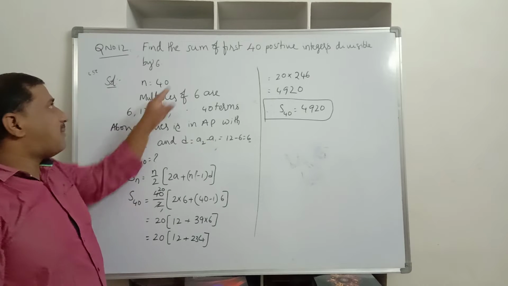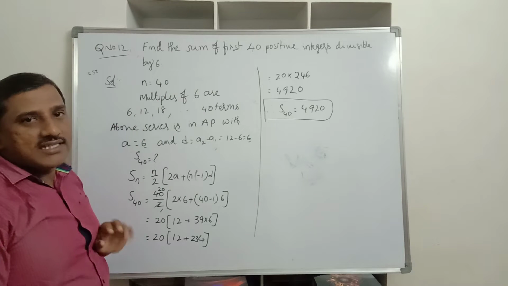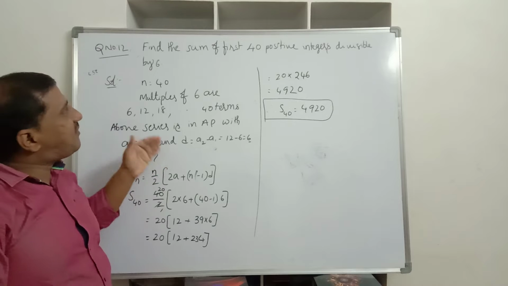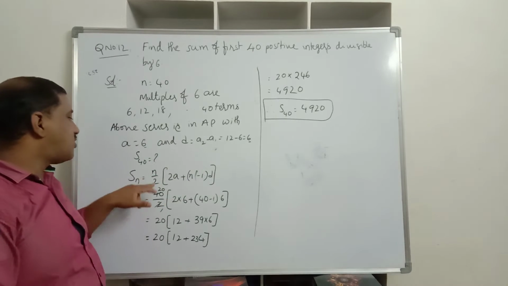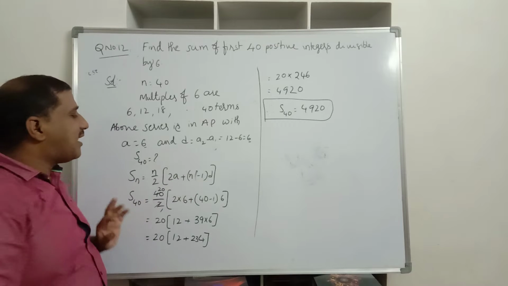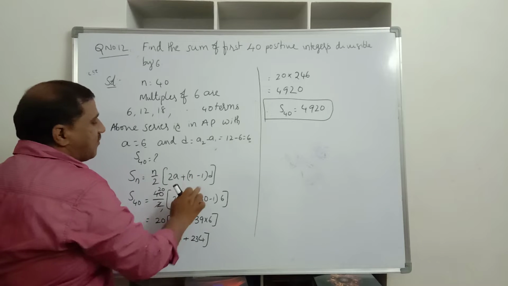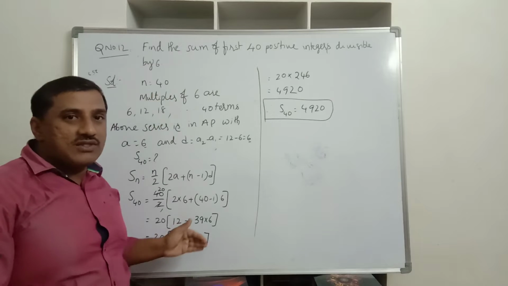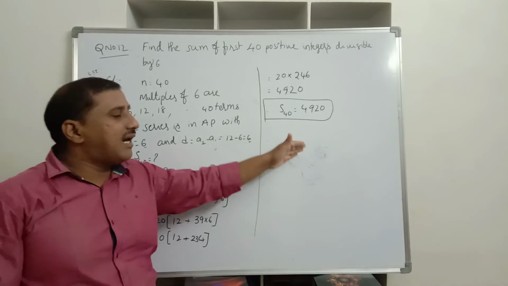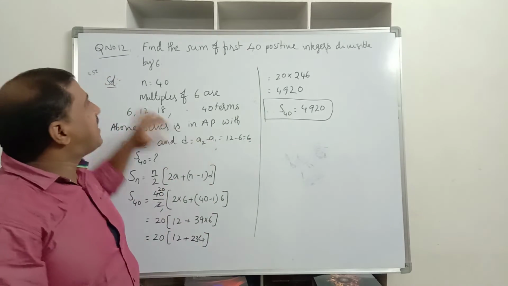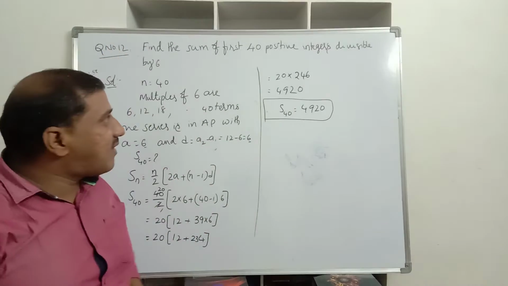Now we need to find the sum of first 40 positive integers divisible by 6, meaning the sum of first 40 multiples of 6. Write the formula Sn is equal to n by 2 into 2a plus n minus 1 into d. Then substitute the values which we know, simplify, and we will come to the result 4920.